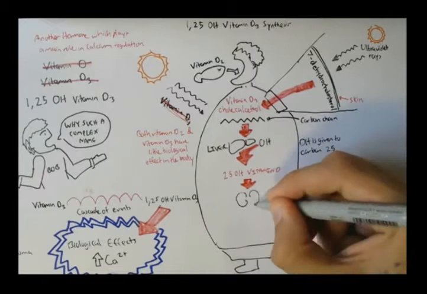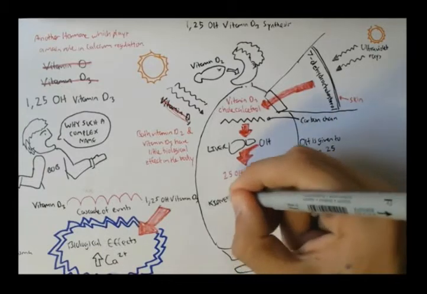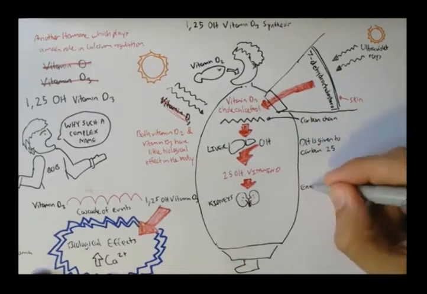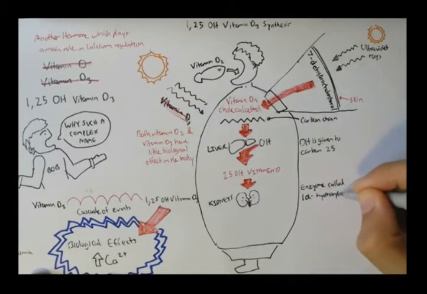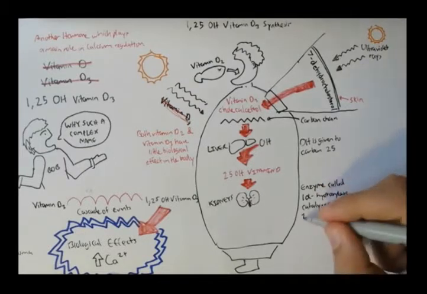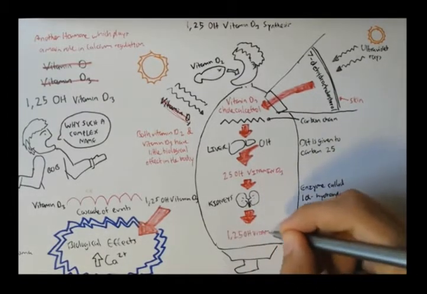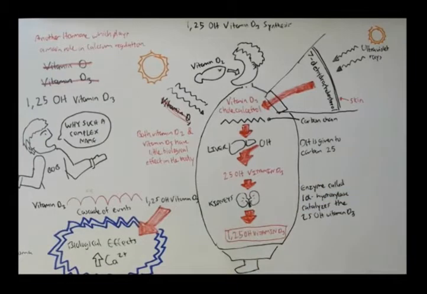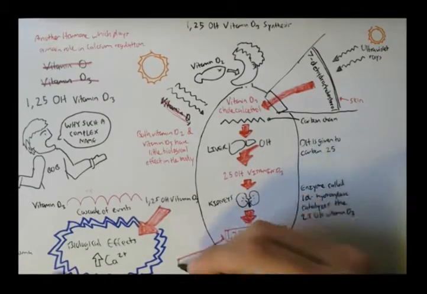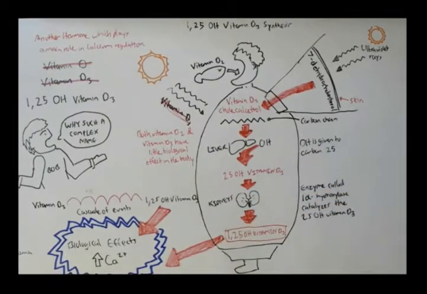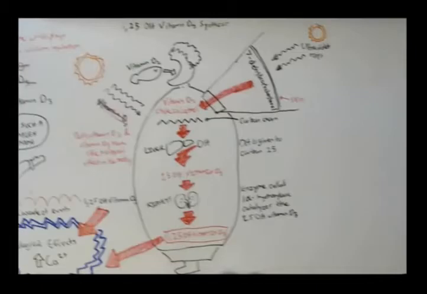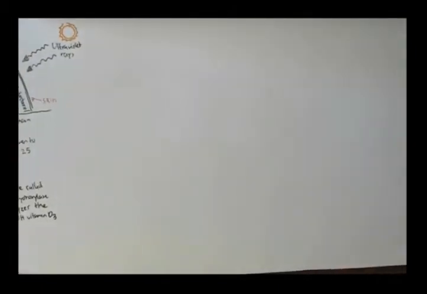hydroxyl vitamin D3, and then this continues its journey through the bloodstream into the kidneys. In the nephrons, the functional unit of the kidneys, in the proximal tubule, 25 hydroxyl vitamin D3 gets catalyzed by a special enzyme called 1-alpha hydroxylase into 1,25 hydroxyl vitamin D3, which then causes all the biological effects, increasing calcium and phosphate concentrations. So let's actually see how each of these hormones affect different parts of the body.